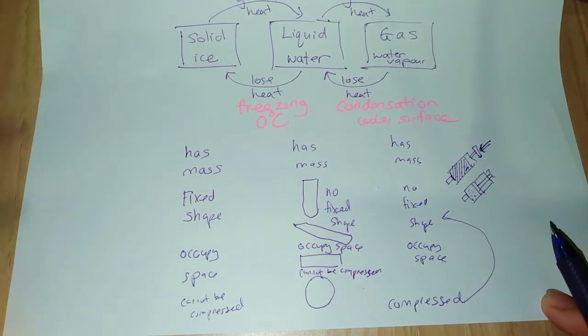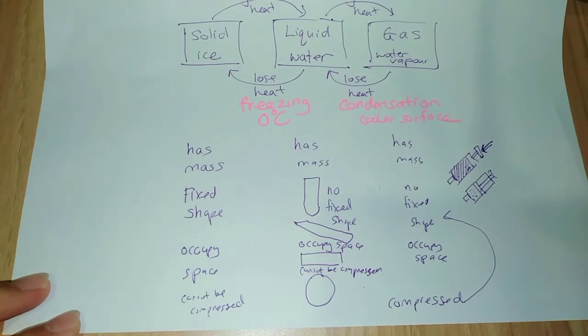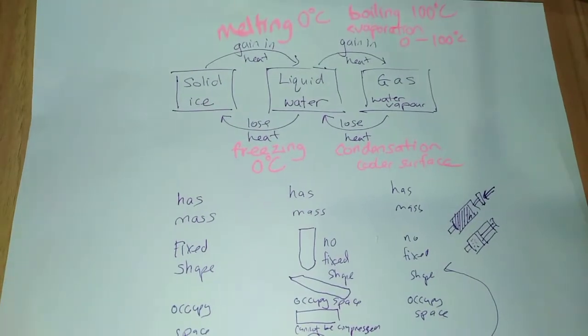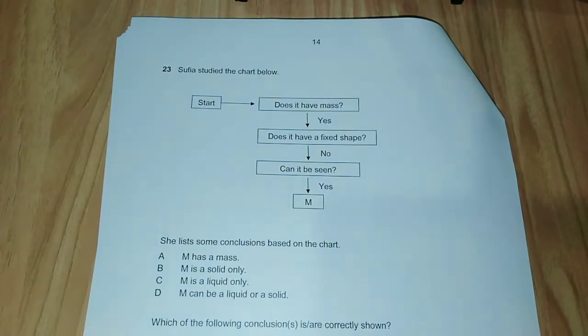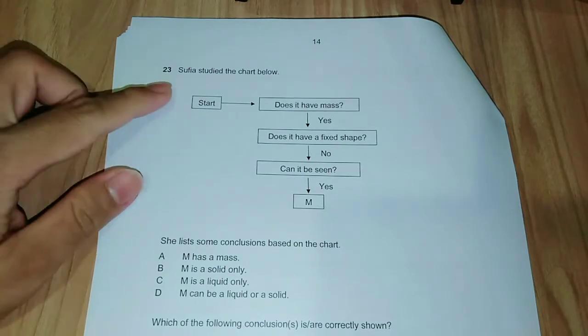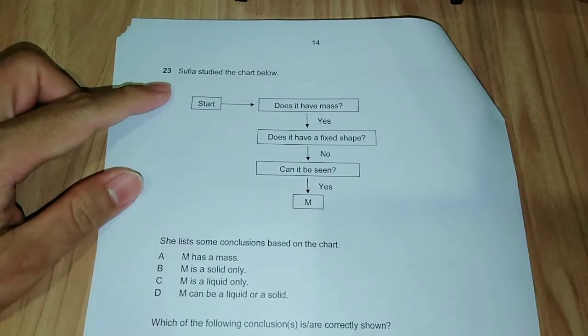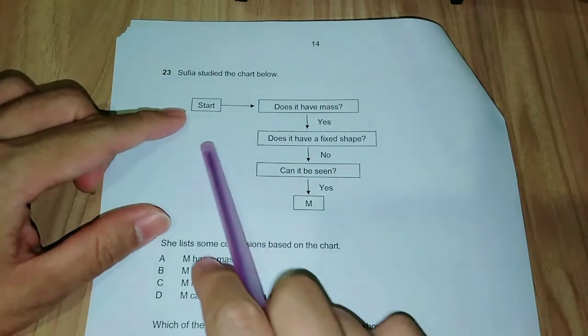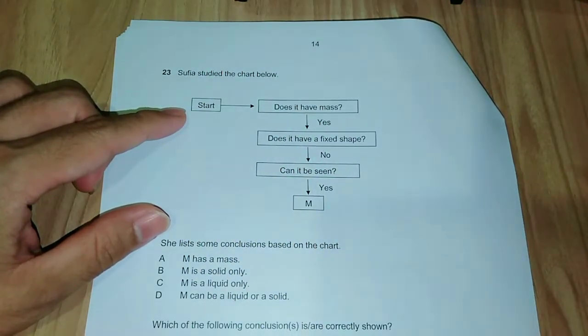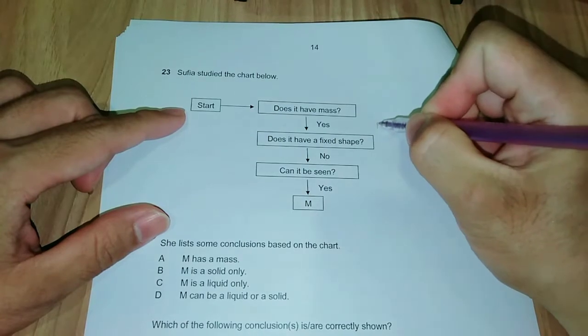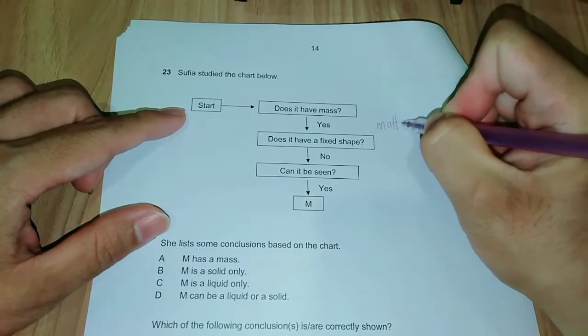Okay. So now that we have completed this revision for the general ideas here, let's take a look at some questions. This is question 23 from the P4 SA2 practice paper. So if you have studied the chart below, right, let's see what happens here. Start, does it have mass? Yes. So we know for sure, if it's yes, this is a matter. We're talking about a matter.